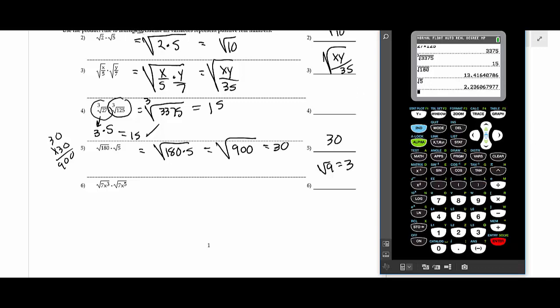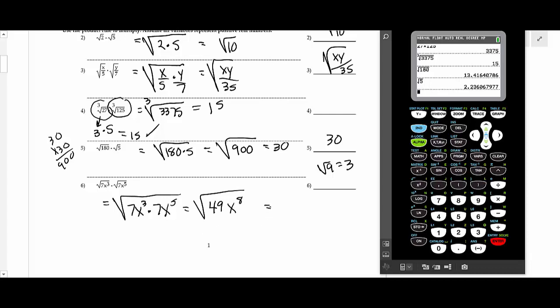Okay, next problem. Let's do this. Same idea. Put it under the same radical. You're going to do 7x to the third times 7x to the fifth. Okay? So what is 7x to the third times 7x to the fifth in your head? 49x to the eighth. Good. Remember, you're adding the exponents.